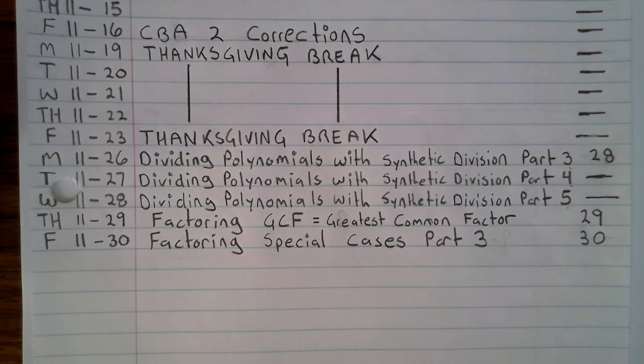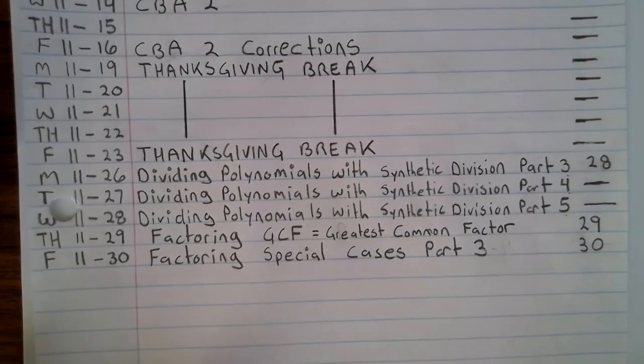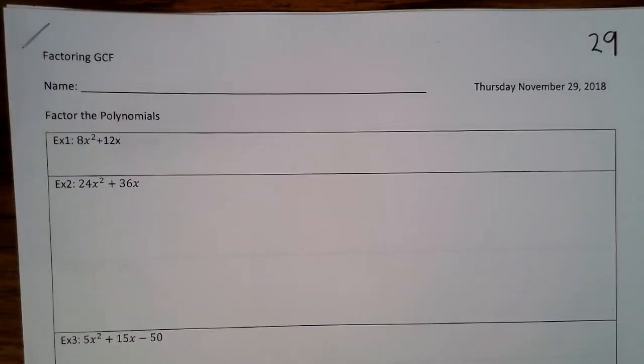Okay, Wildcats, today we're looking at Thursday, November 29th, factoring GCF, which is also known as the greatest common factor, on page 29. So if you would, update your table of contents. All right, now your table of contents are updated. Let's take a look at our examples on page 29.